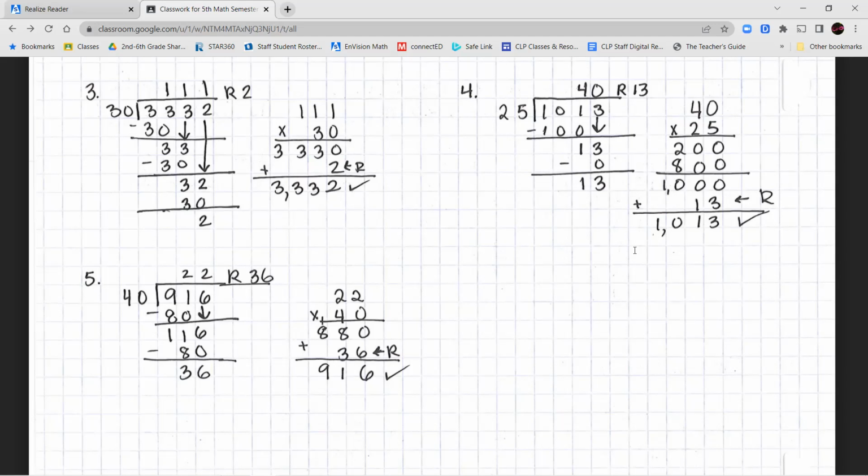I'm going to multiply my 40 times 22, got me to 880, plus the 36 remainder got me back to 916. So when you're using your inverse operation on a division problem that had a remainder, remember to add your remainder to the product when you multiply those numbers by each other, because that's still part of your answer. So you're going to multiply your quotient and your divisor to find your partial answer, and then you're going to add your remainder to find out if it matches your original dividend.